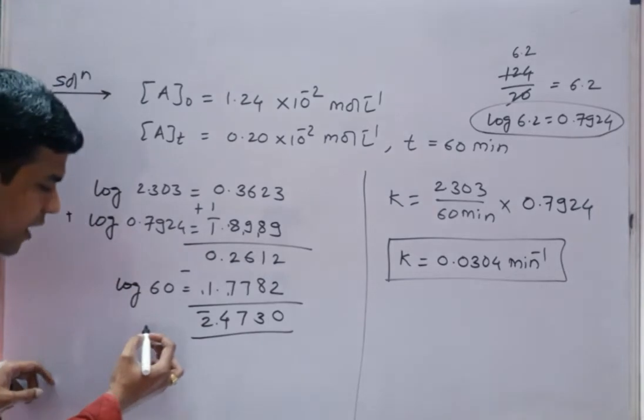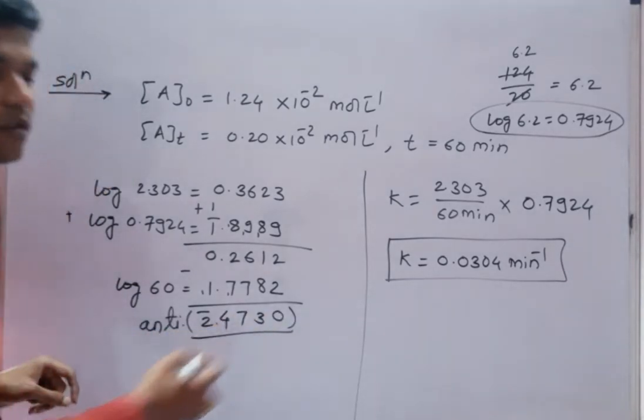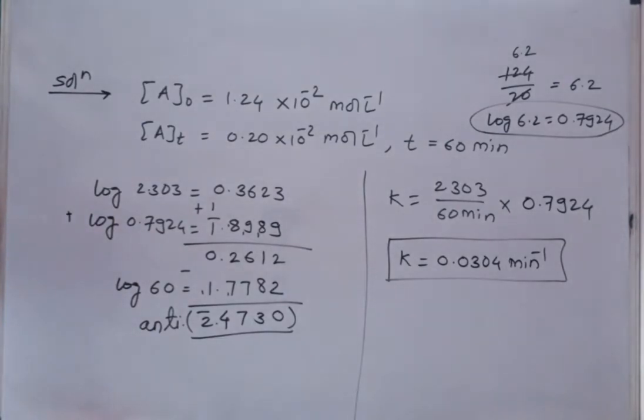Now you have to take the antilog of this, bar 2.4730.